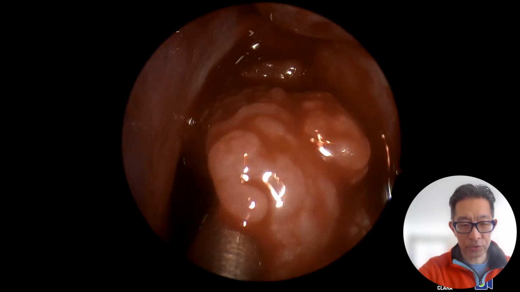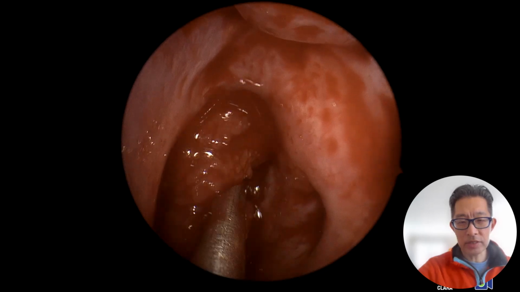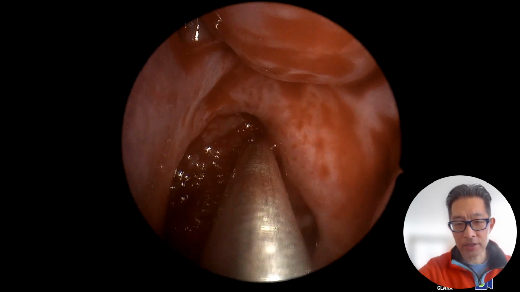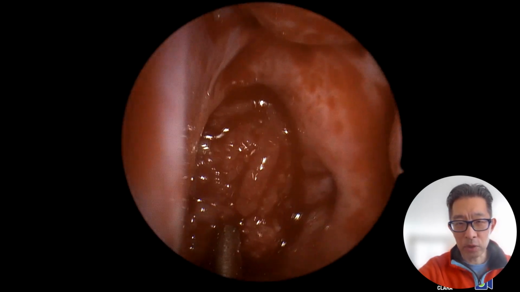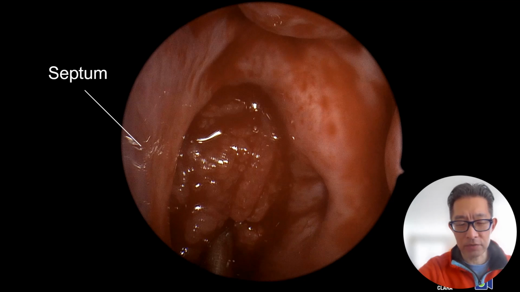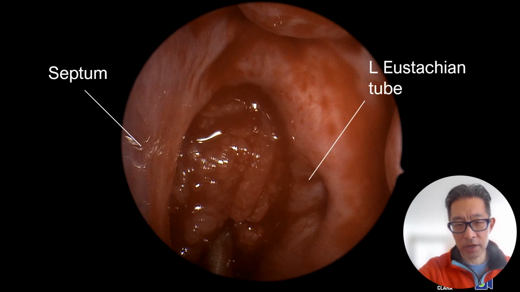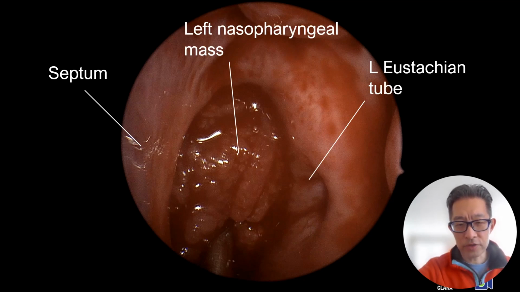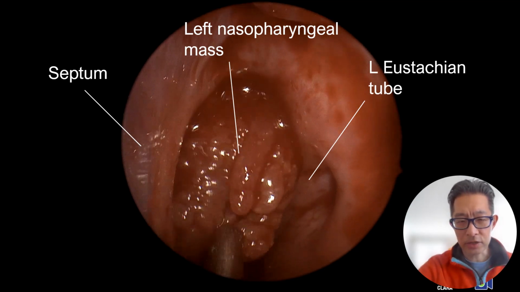This is in the operating room. And what we have here is the left-sided nasopharyngeal mass, very rugated looking, almost papillomatous looking in appearance. But let me give you a sense of orientation. Septum is there on the left, eustachian tube orifice there, nasopharyngeal mass as shown there.